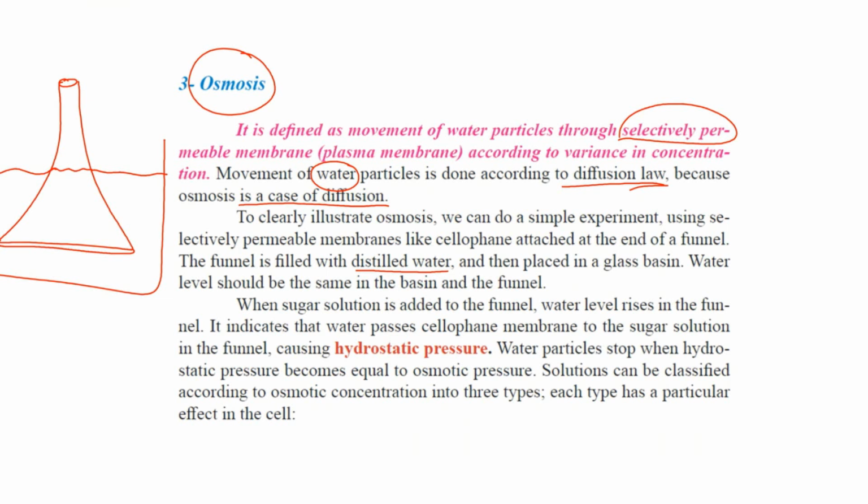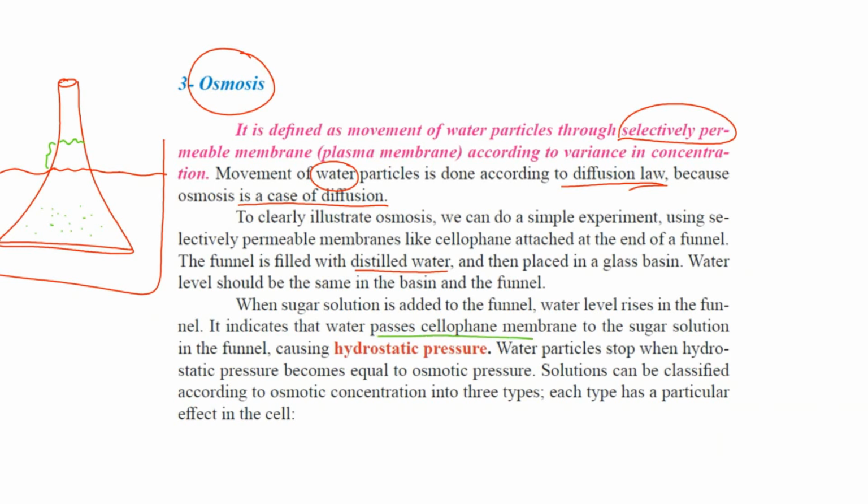When sugar solution is added to the funnel, the water level rises in the funnel to that level. So there's a difference. The water level rises in the funnel. It indicates that water passes through the cellophane membrane to the sugar solution.